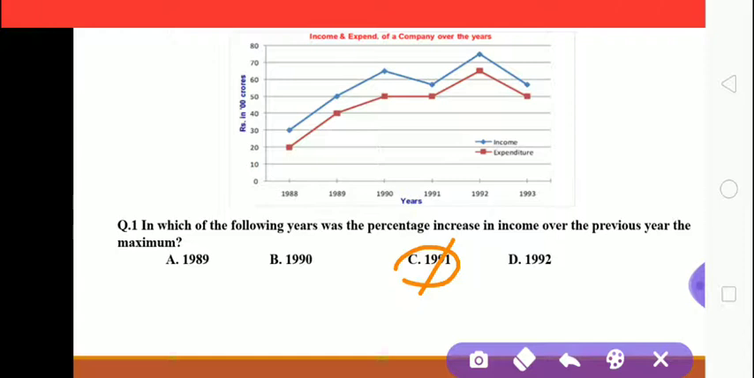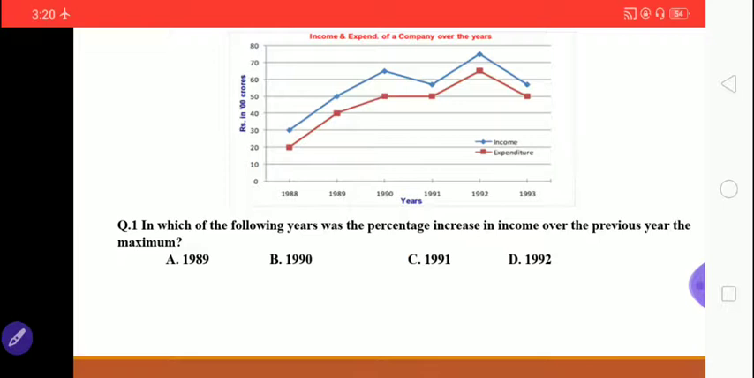Again, from 1991 to 1992 there is an increase in income. From 1992 to 1993 there is a decrease in income, so 1993 will also not be our answer. So from these three options our answer will be correct, and for that purpose we need to find out the percentage increase.